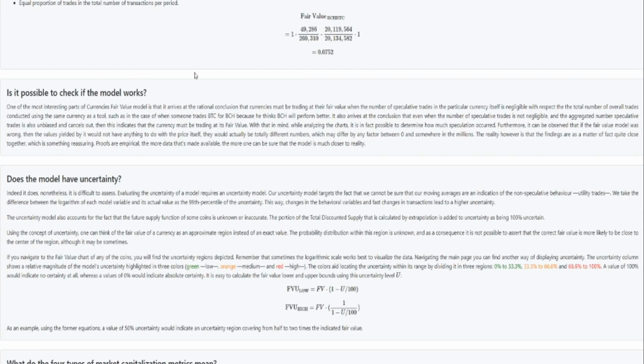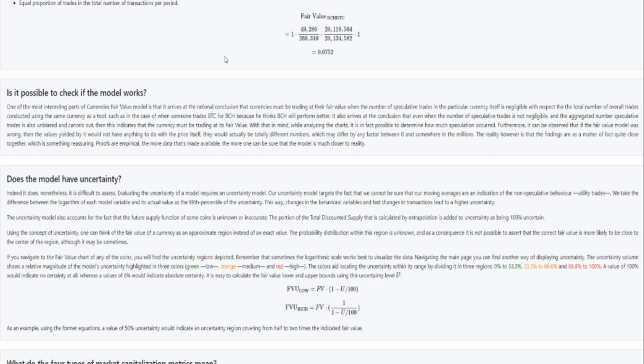So is it possible to check if the model works? One of the most interesting parts of currency's fair value model is that it arrives at the rational conclusion that currencies must be trading at their fair value when the number of speculative trades in a particular currency itself is negligible with respect to the total number of overall trades conducted using the same currency as a tool. Such as in the case of when someone trades Bitcoin for Bitcoin Cash because he thinks Bitcoin Cash will perform better.